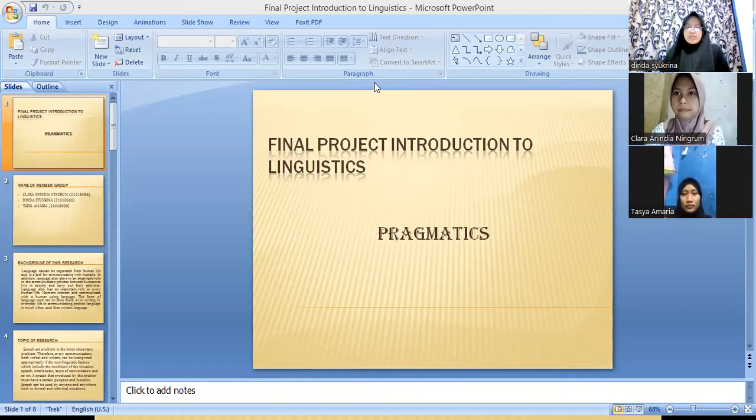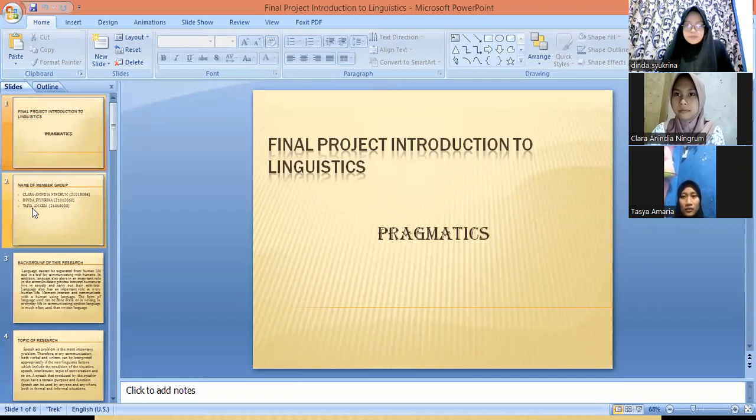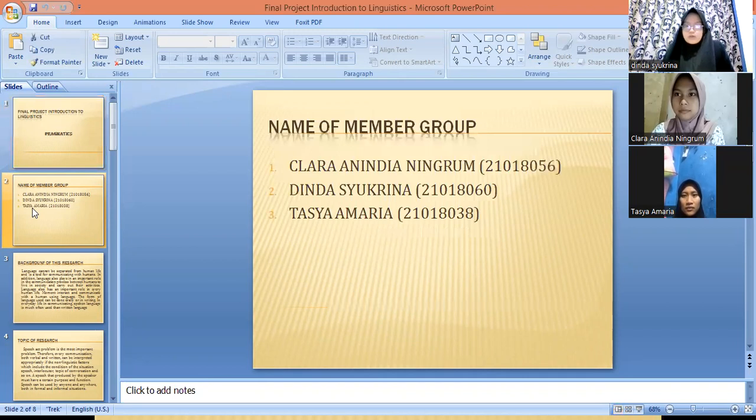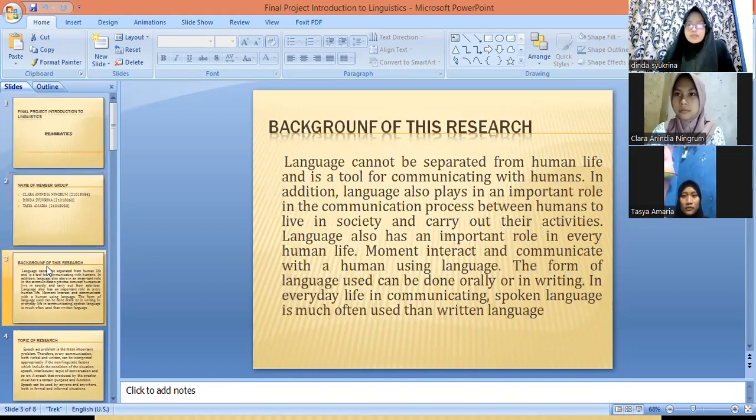We will present about pragmatics as a segment in our final project for Introduction to Linguistics. Before we start our presentation, let me introduce our members: Clara Anindya Ningrum, Dinda Syukrina, and Tasha Amaria. Next, we will start our presentation. The first material, the background of this research, will be presented by Tasha Amaria.